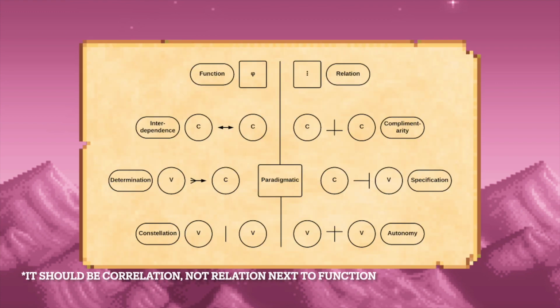As you can see here, interdependencies become complementarities, determinations become specifications, and constellations become autonomies. In the case of the first, vowels and consonants are complementary, since, in a system, they only exist in correlation with each other. Concerning specifications, definitions themselves are a perfect example. The term specification specifies determination, since it is ultimately based on it.